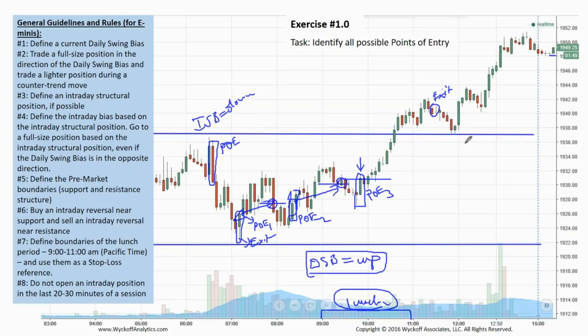So it's that big green bar at 12 o'clock. Yeah, so it reverses the last commitment to the downside. And please note again how nicely we are bouncing off the support that acted as a resistance that was created by the pre-market action. I mean, it's just uncanny for E-minis sometimes how well it works.